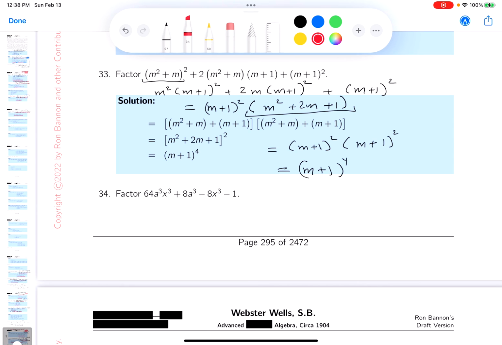Again, my recommendation, look at the key. All right? That's what you've got to do. Look at the key. Thank you.